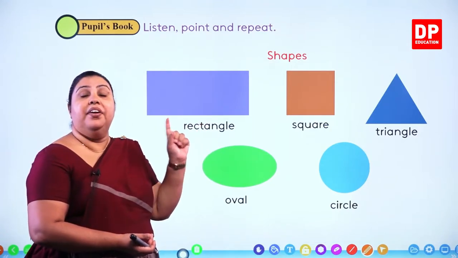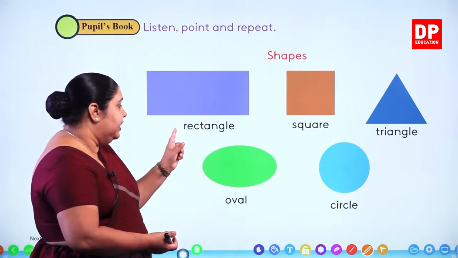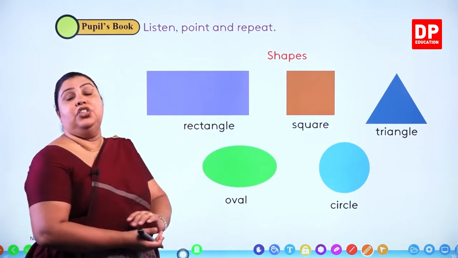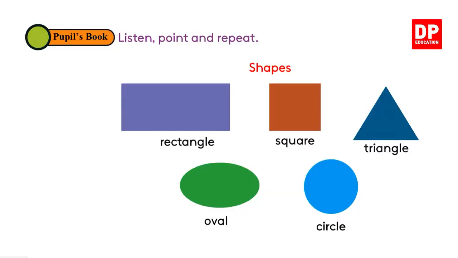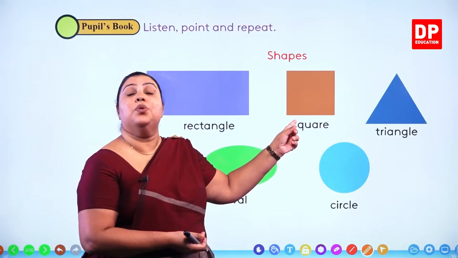Rectangle. Rectangle. Then the next one. What is that shape? This is the square.